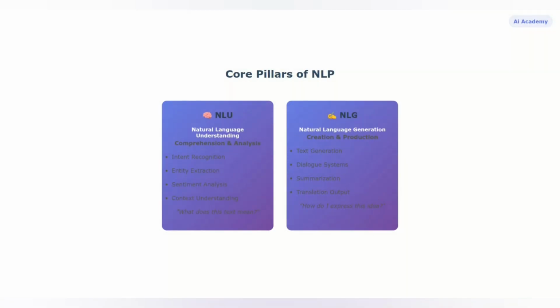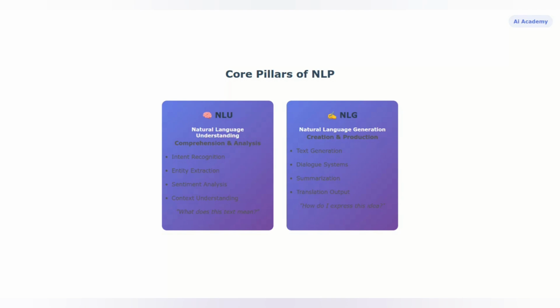NLP stands on two fundamental pillars: natural language understanding, or NLU, and natural language generation, or NLG. Let me break these down for you. Natural language understanding is about comprehension. It's how computers extract meaning from human text or speech. For example, when you ask Alexa, "What's the weather like today?" NLU helps it understand that you're asking about weather conditions for the current day and location. NLU involves tasks like identifying the intent behind a message, extracting important entities like names, dates, and locations, and understanding the sentiment or emotion expressed.